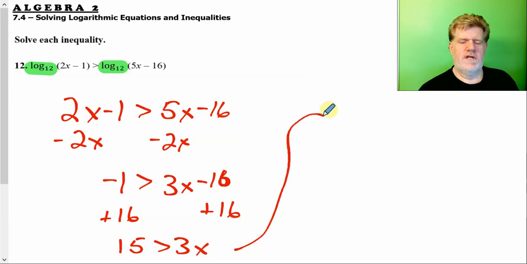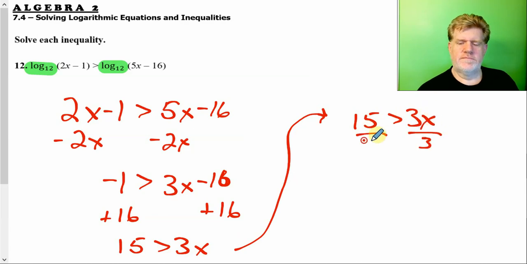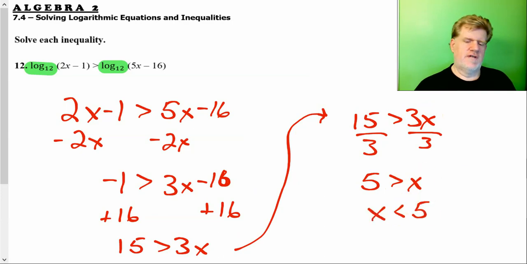So we'll bring that over here. Divide by 3. 5 is greater than x, which means that x is less than 5. Uh-oh. Okay, x is less than 5. The problem again, if x is less than 5, it can be all the negatives. And we don't want negatives here. So let's look at both of these ideas.